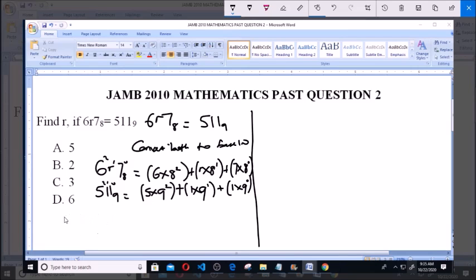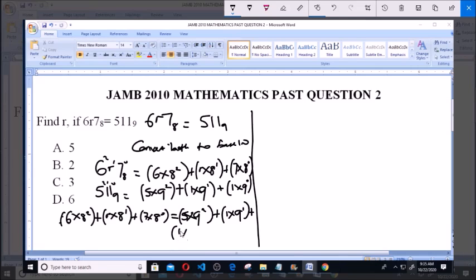Now, therefore, we have that 6 multiplied by 8 raised to the power of 2 plus R multiplied by 8 raised to the power of 1 plus 7 multiplied by 8 raised to the power of 0 is equal to, now this here represents 6R7 base 8. We've converted it to base 10. Then it's equal to 5 multiplied by 9 raised to the power of 2 plus 1 multiplied by 9 raised to the power of 1 plus 1 multiplied by 9 raised to the power of 0. Also 511 base 9 has been converted to base 10.